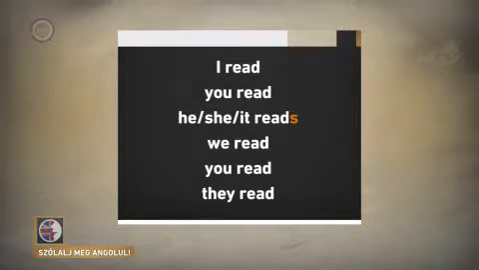Do you remember? This was in week 6 as well. We looked at the verb to read. Do you remember? Think back, concentrate. Think back to week 6. I read, you read, he, she, it reads. We read, you read, they read.